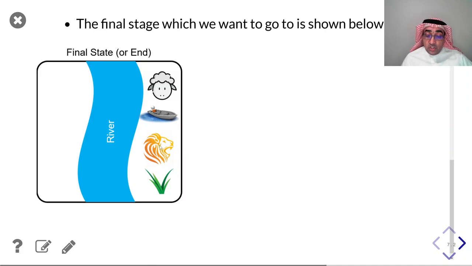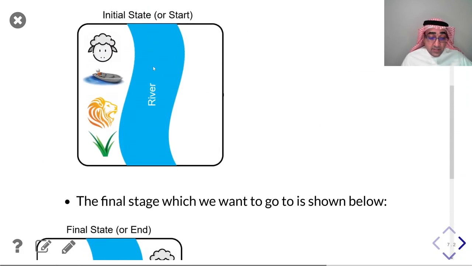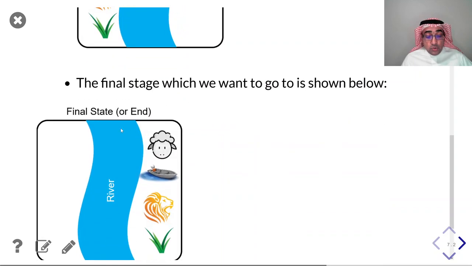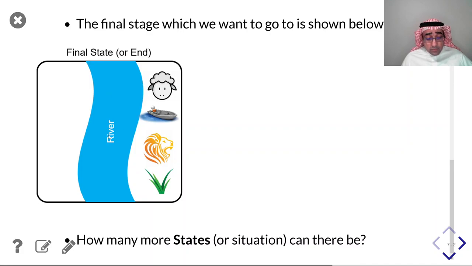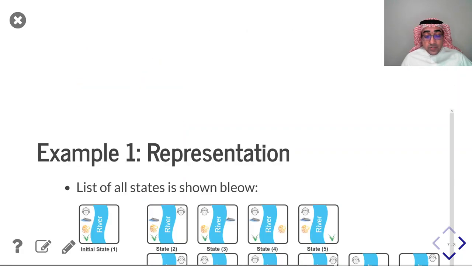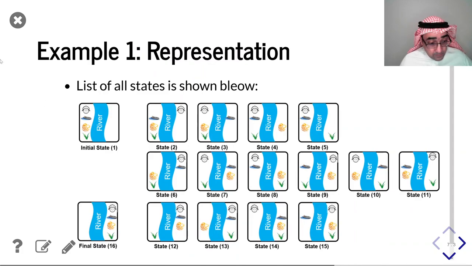So I have my initial state, which is like this, and I would like to reach an end state, which is like this, okay? So the first question that comes to mind is how many more states or situations are there? You can pause the video over here and try to figure out how many situations there are. That's a good practice for you, and you should be able to do it. And I'll just tell you, there are 16 more possible ways over here.